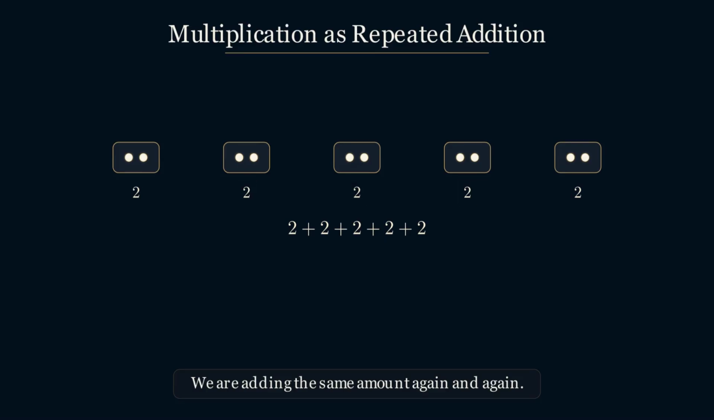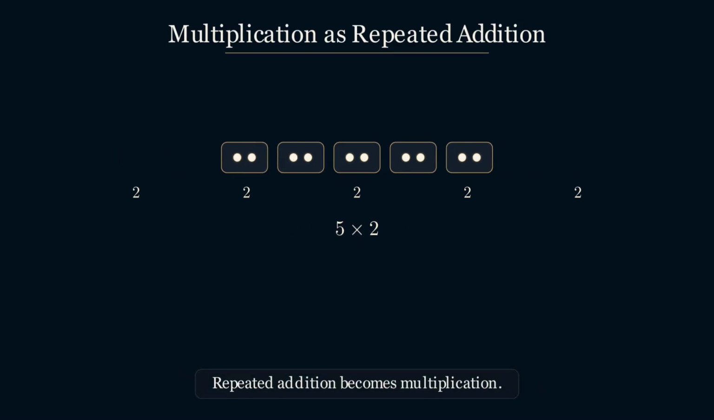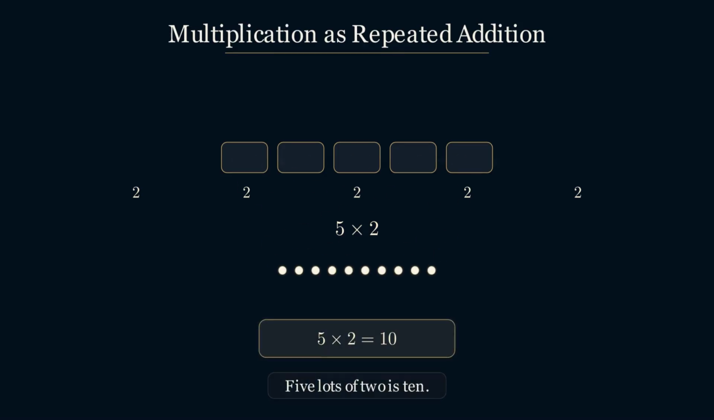Instead of writing the same addition every time, we can say how many copies there are. There are 5 copies of 2. That repeated addition becomes 5 times 2. When all 10 counters line up, the total is clear. 5 lots of 2 is 10. 5 times 2 equals 10.